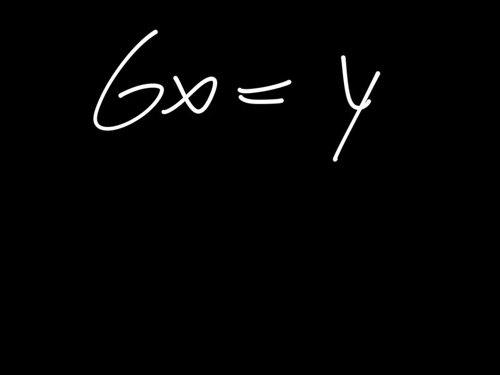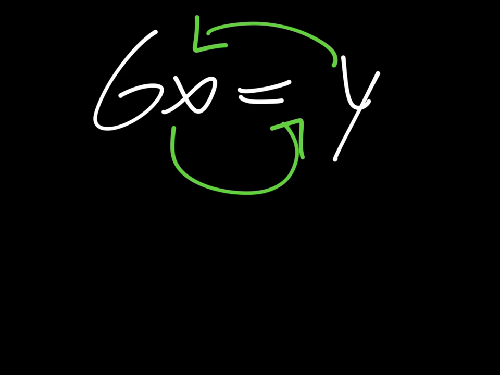Alright, one more. Let me go from the check yourself. Here we go. If I have 6x equals y, it's already in slope-intercept form, okay? And I'll show you how. Because we can just flip this over here and flip this over here. Either way, doesn't matter. You'll get the same thing. y equals 6x, 6x equals y, same thing.